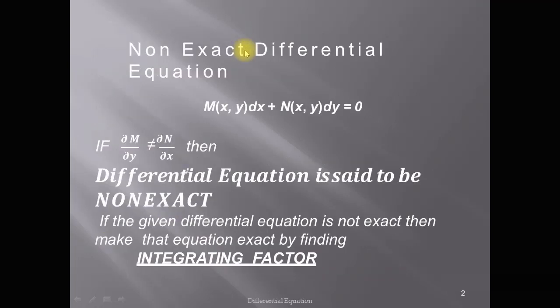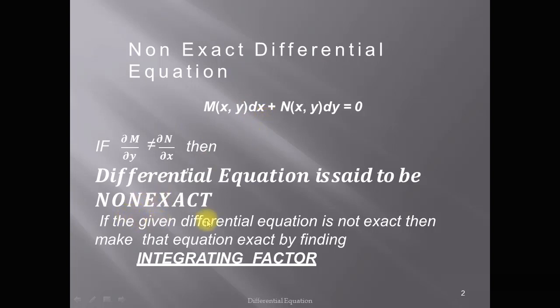So dear students, here I want to repeat the non-exact differential equation definition. This is the first order differential equation M dx plus N dy is equal to 0. M is a function of x, y. N is also a function of x and y. If partial M by partial y does not equal partial N by partial x, then this given differential equation is said to be a non-exact differential equation.